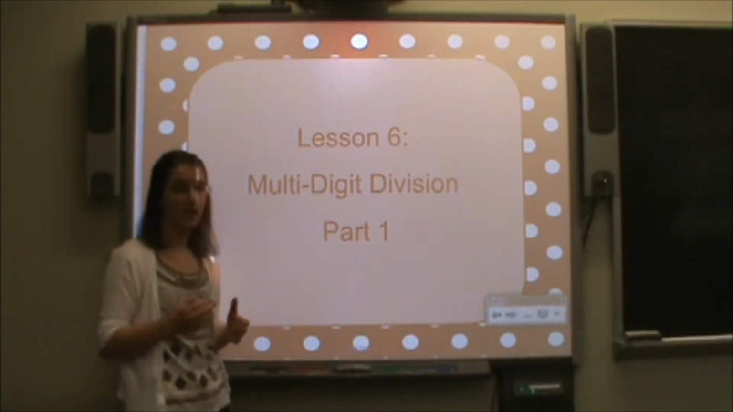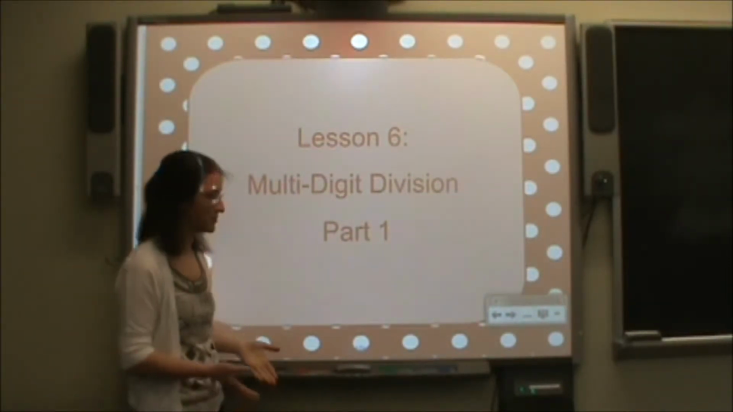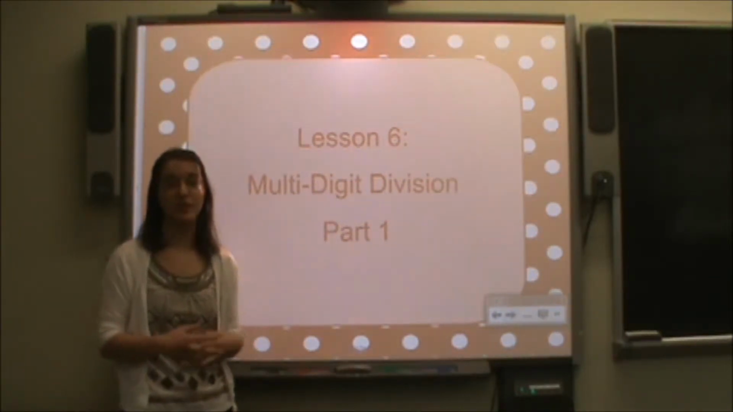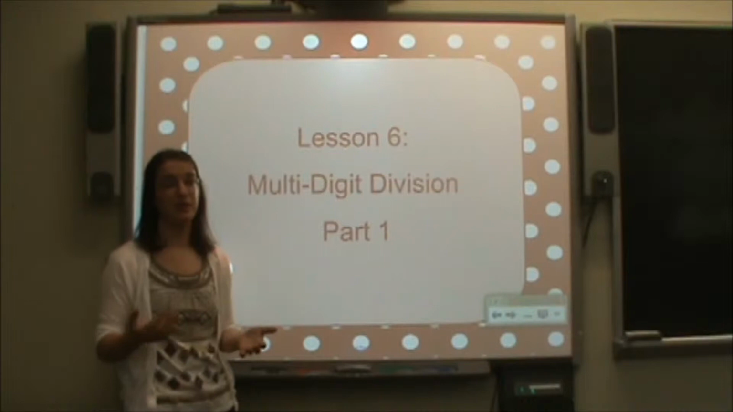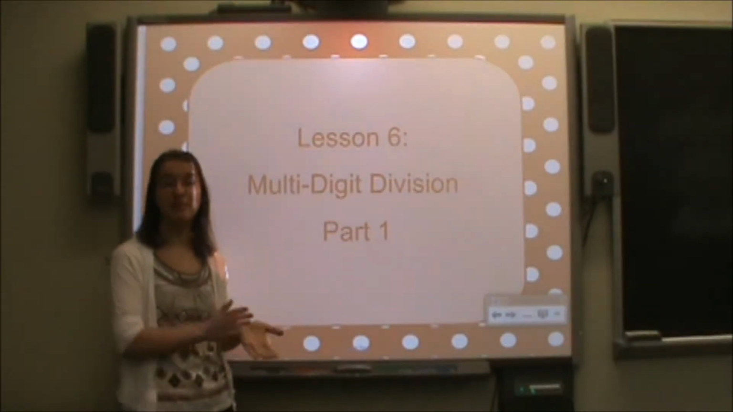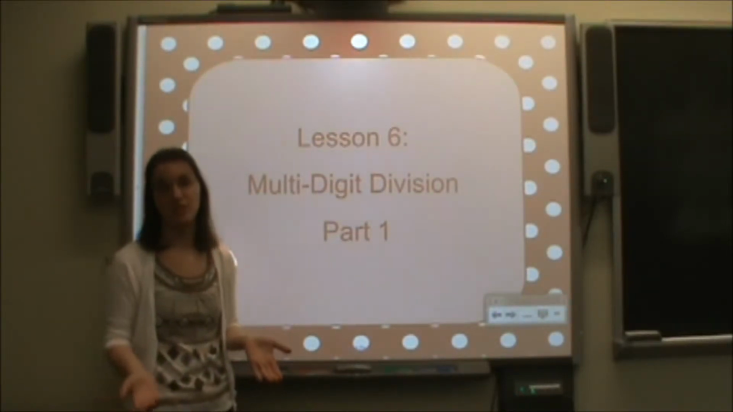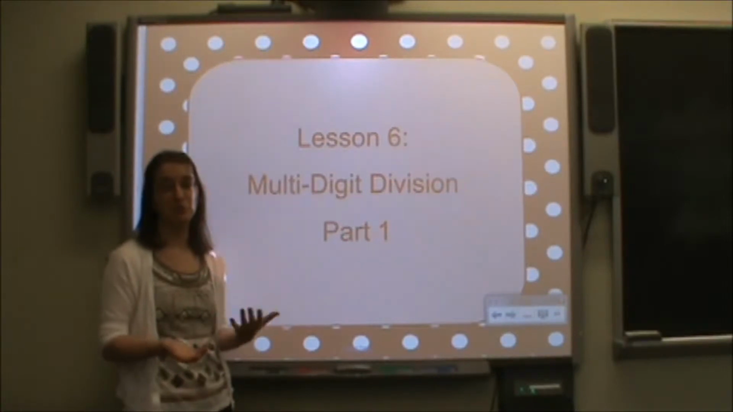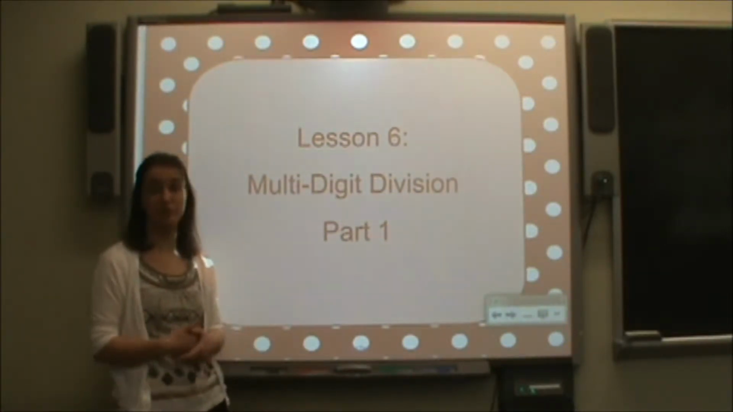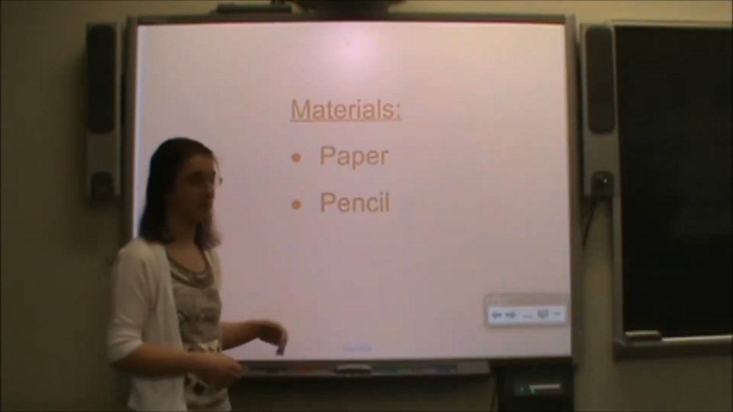And you will be learning the partial quotient algorithm or strategy. And then in part two, you're going to be learning the standard algorithm, which you won't really understand unless you understand partial quotient. So it's just like partial product, then learning the standard traditional algorithm for multiplication. That helped you to understand how to do it because you knew the partial product. The same thing is going to hopefully happen with division. The only materials you need are paper and pencil.